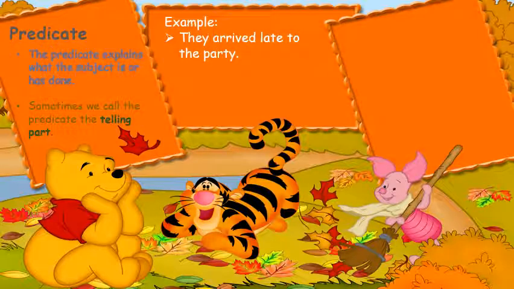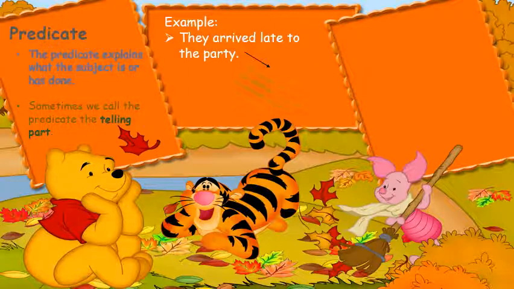Example: They arrived late to the party. Here what is the subject? They. So I'm talking about they. What did the sentence tell us about they? Arrived late to the party. So that is the predicate. If you notice here, I'm taking the verb with the rest of the words, arrived late to the party. We call it the complete predicate.